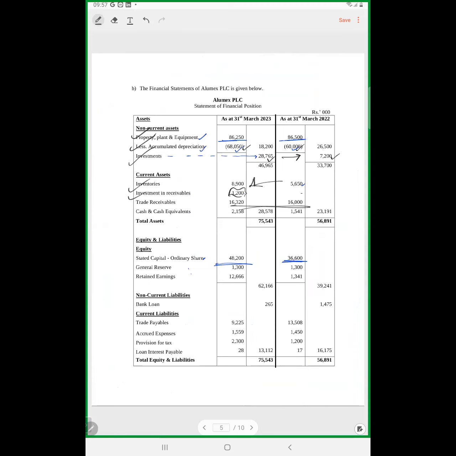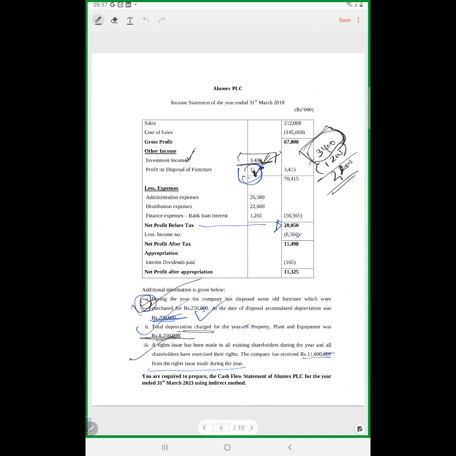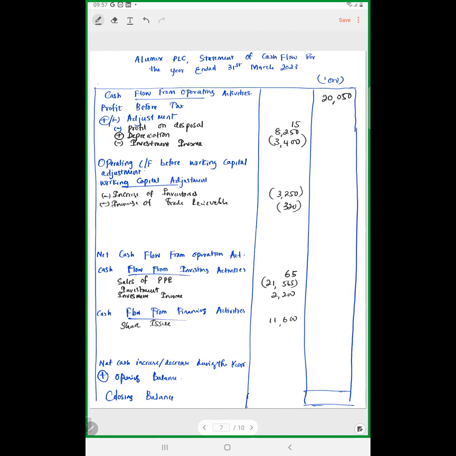How do we adjust the trade receivable? Yes, the value has increased by 320. So then we need to deduct 320. Increase of trade receivable, 320, we need to deduct, and this one also we need to deduct, right? Inventories and receivable both should be deducted.